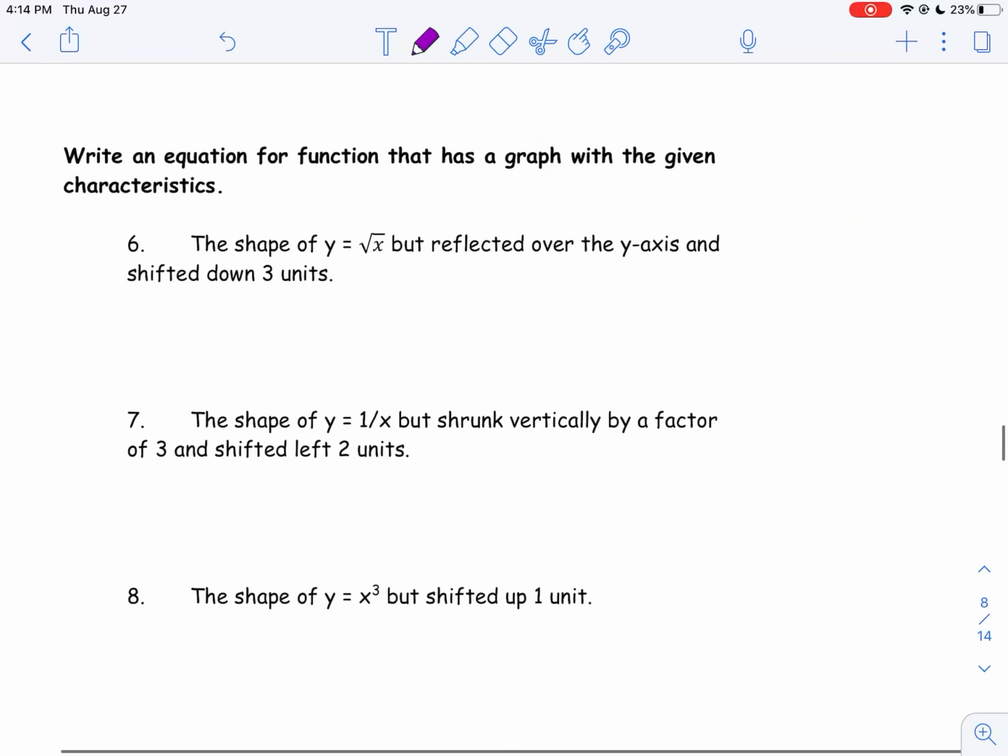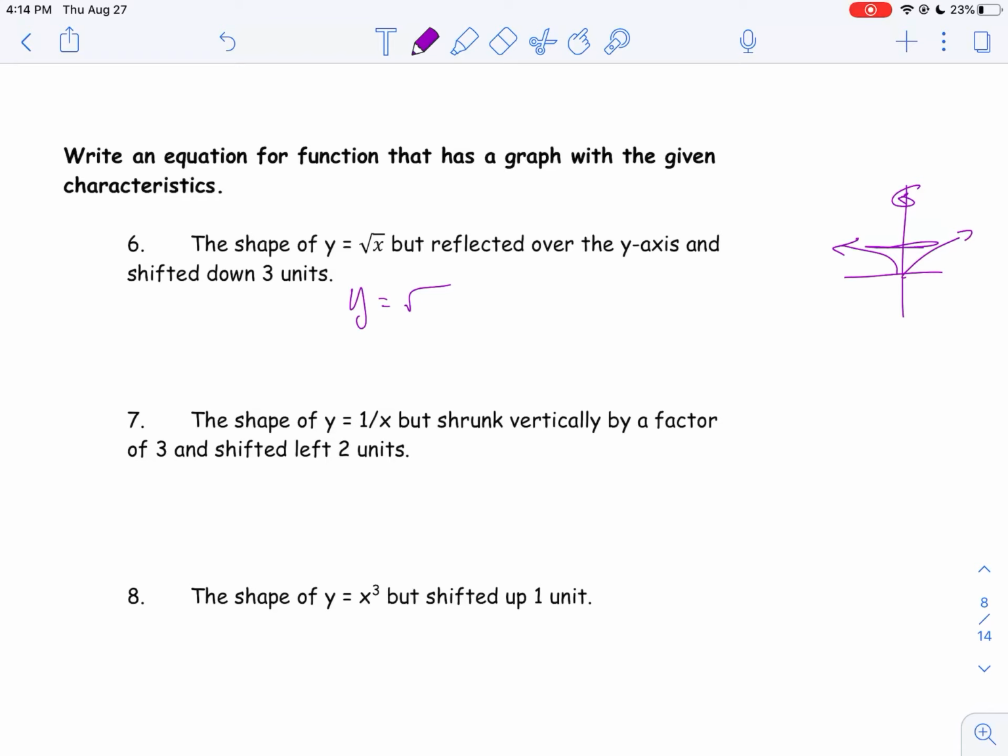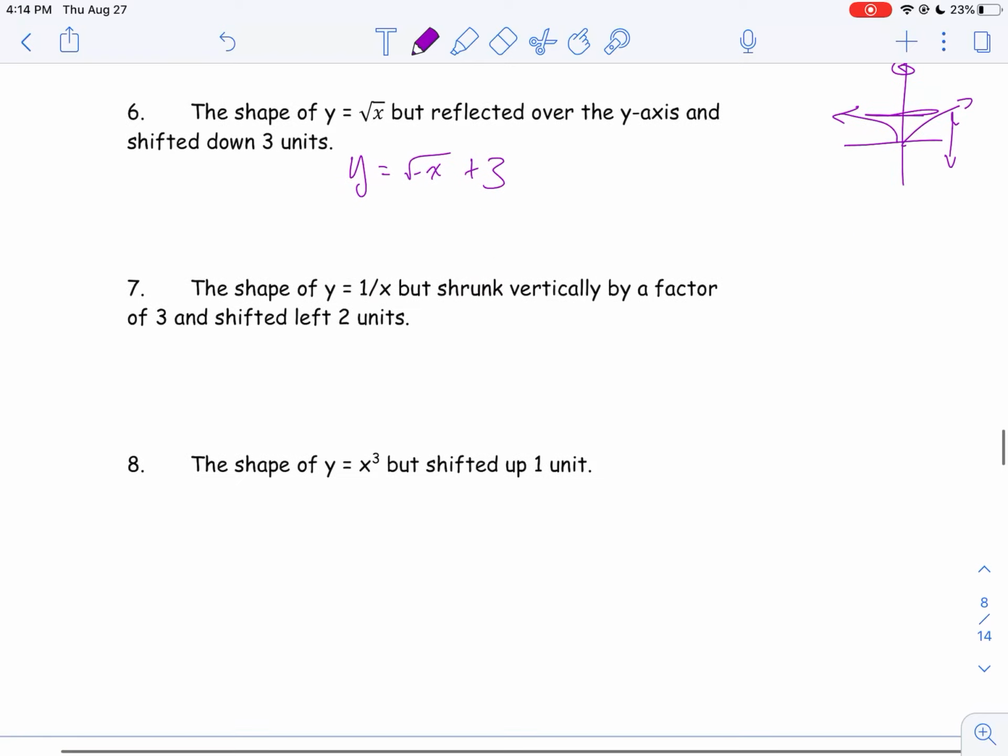All right. Now we need to write an equation that matches the criteria here. So it's the shape of y equals square root of x, but reflected over the y-axis. So this is y equals square root of x. They want us to reflect over the y-axis, so it ends up over here. So it's reflecting horizontally, so that's going to be on the inside. So I know I want a negative x. And shifted down 3. How do we move it down 3? Well, that's on the vertical direction. It's going to be on the outside. We need to put plus 3. Excellent.